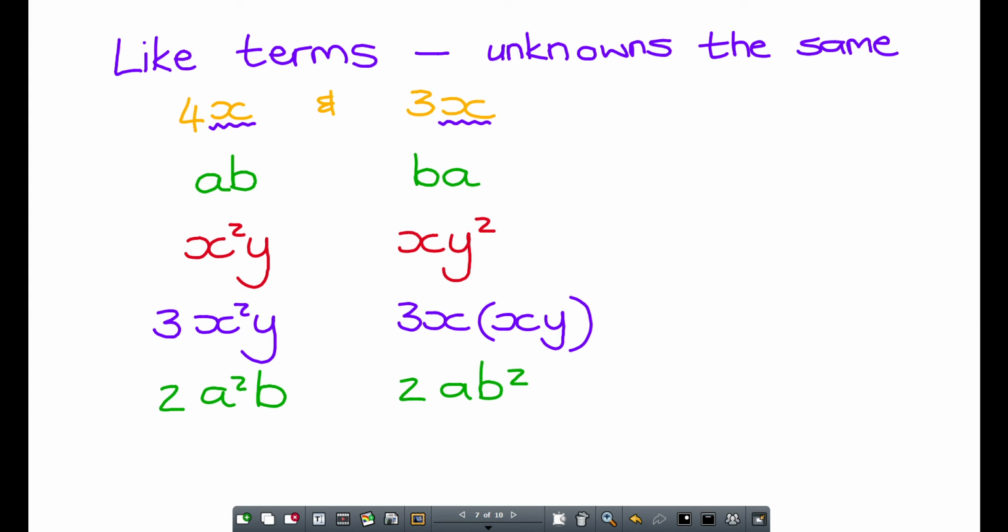Okay, so AB and BA will be equal. Even though it was swapped around, because what's actually written between that A and that B is a multiplication sign. It's actually A times B. And when we multiply, order doesn't matter, because 2 times 3 gives me 6. Let's swap them around: 3 times 2 still gives me 6. So order doesn't matter when we multiply. Okay, let's look at the next two. X squared y and xy squared. Are they like terms? No.